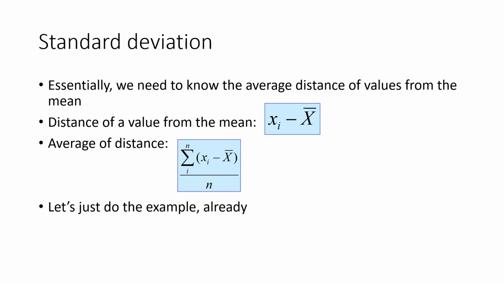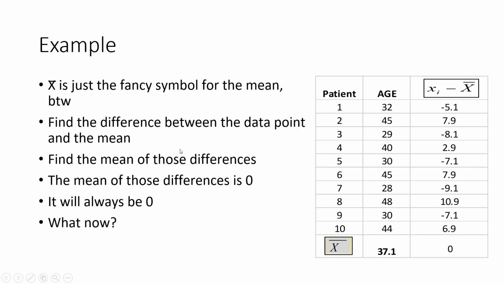Let's just do the example that you all know is already coming. So we took these 10 patients, and we took their age. We found the mean of the age, which is, by the way, this fancy x. We call it x bar, because it's x with a bar on top. We found the mean of the age, which is adding them up, divided by 10, that's 37.1.